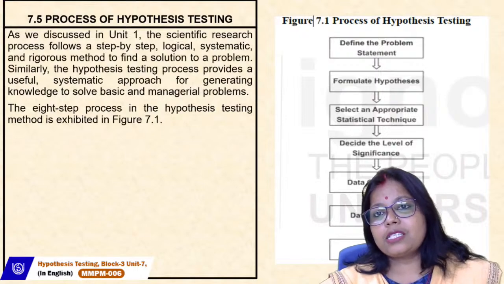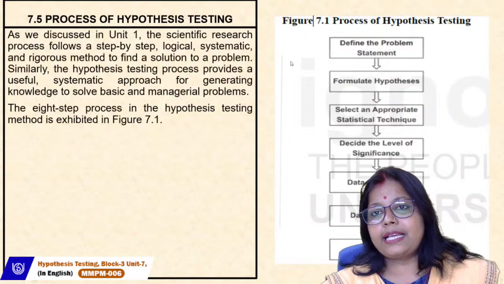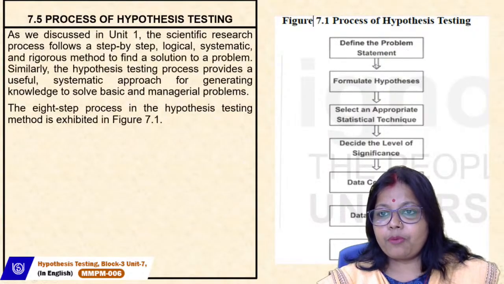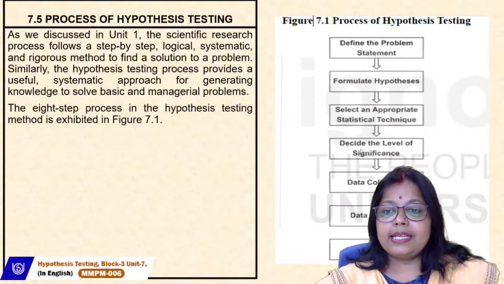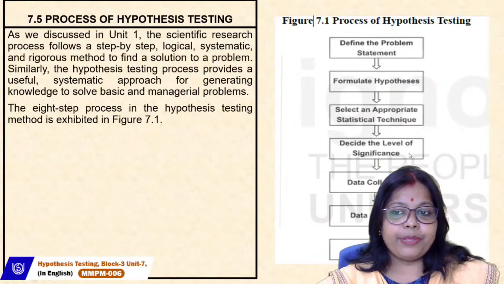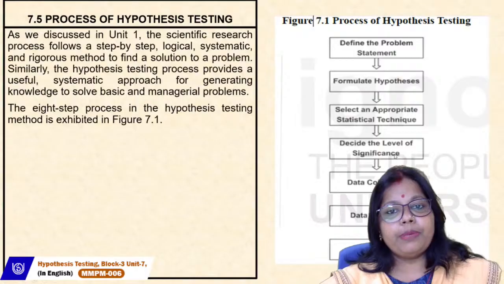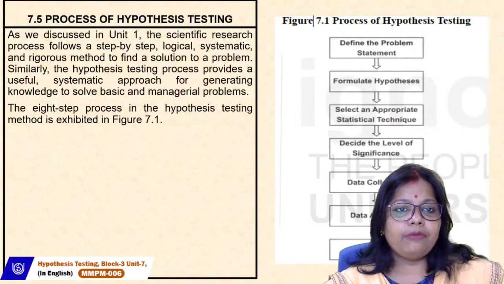Now we can see here the entire process of the testing hypothesis. First, defining the problem statement, then from the problem statement we will formulate the hypothesis. After that we will select the appropriate statistical techniques, then declare the level of significance, that alpha value. I forgot to say that alpha value will be either 5%, 10% or 1%.